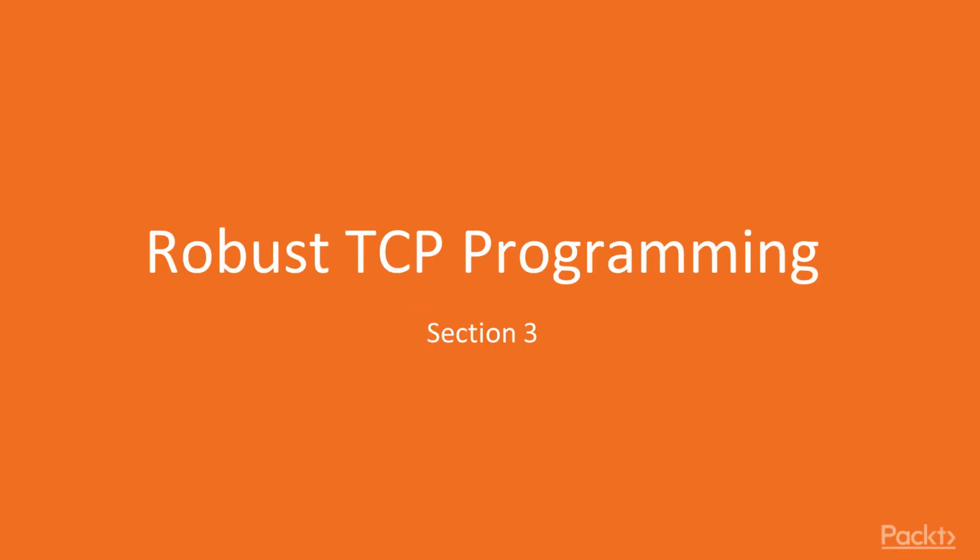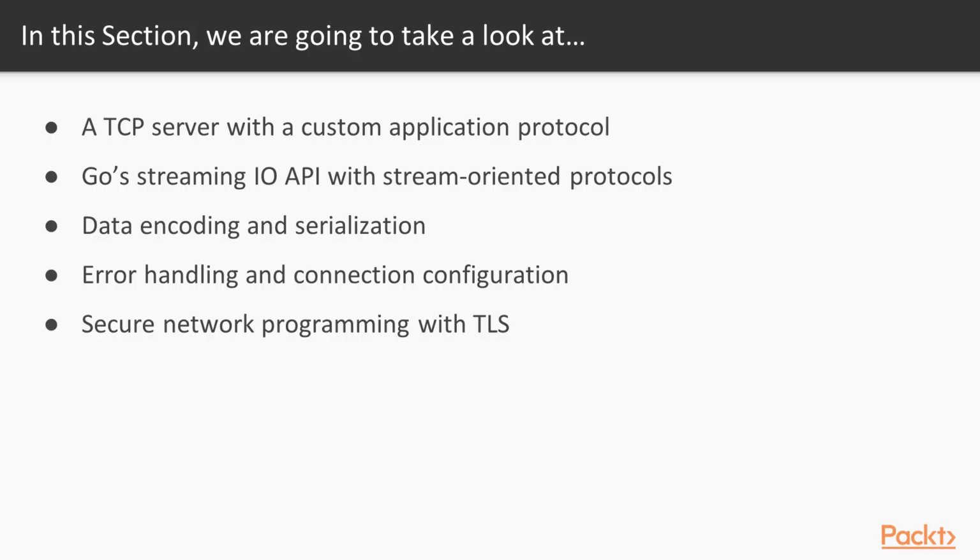Welcome to Robust TCP Programming, where we're going to create efficient and secure network programs. In this section, we're going to introduce an example server that uses TCP, along with a custom text-based application protocol, which we will improve with each successive video to make the server more robust. One of the first improvements we will use is Go's streaming I/O API with TCP.